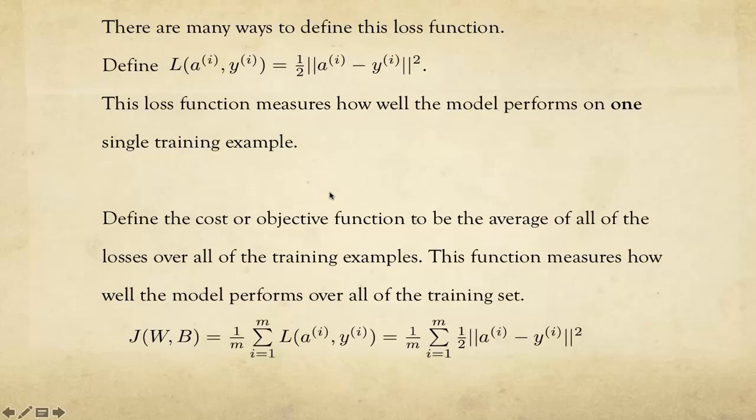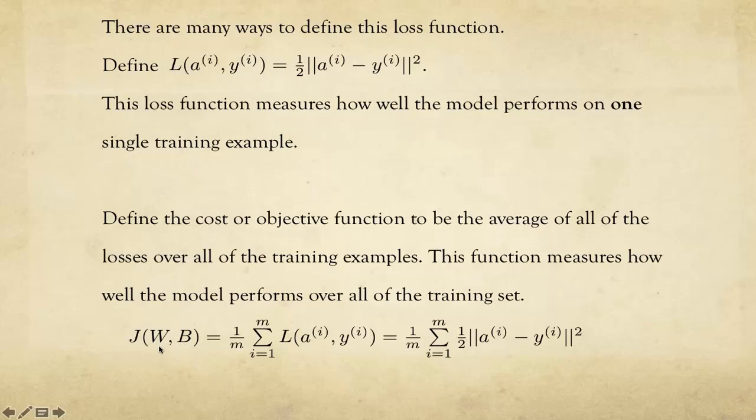So again, this is the loss or the error of one training example. We sum up the errors over all the training examples, divide by m to take the average. So this is the average error or the average cost of this model. And notice that this cost depends on w and b.